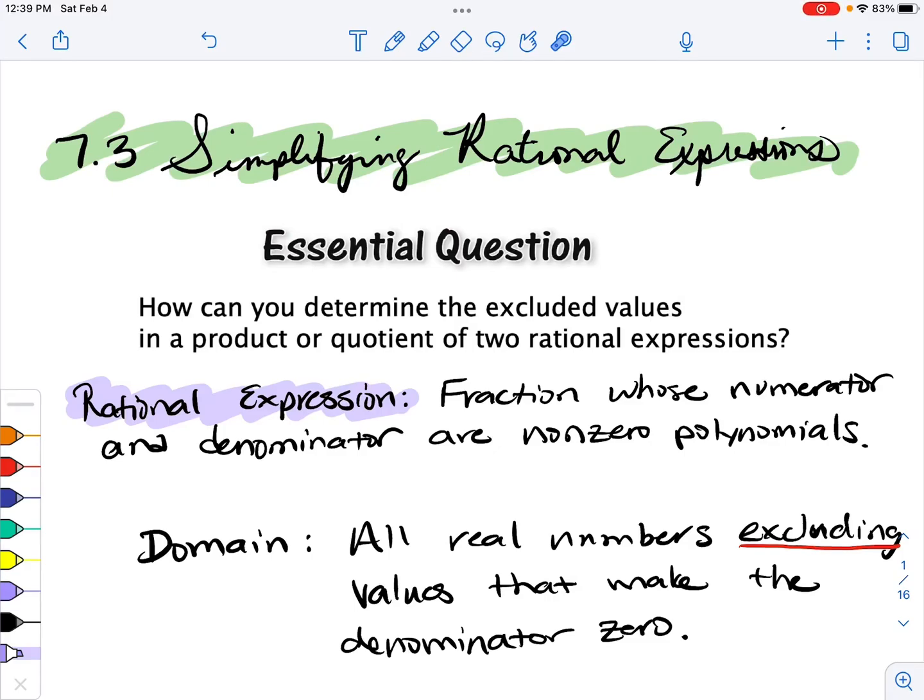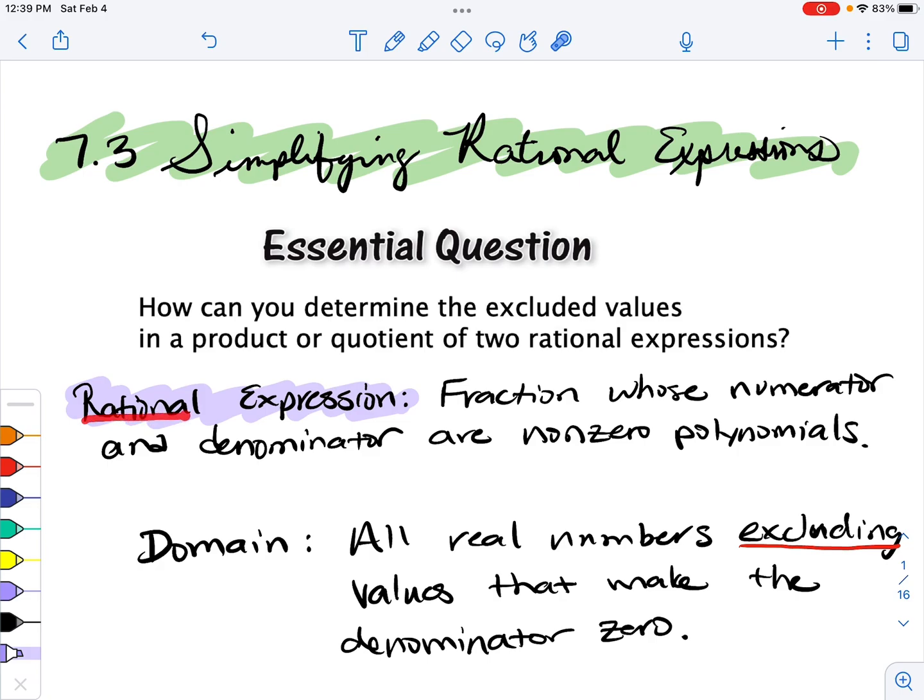Welcome to section 7.3, Simplifying Rational Expressions. The essential question I want you to think about is how can we determine the excluded values in a product or quotient of two rational expressions? And if you remember, I introduced to you the asymptotes, which were lines that your function approaches but doesn't cross.